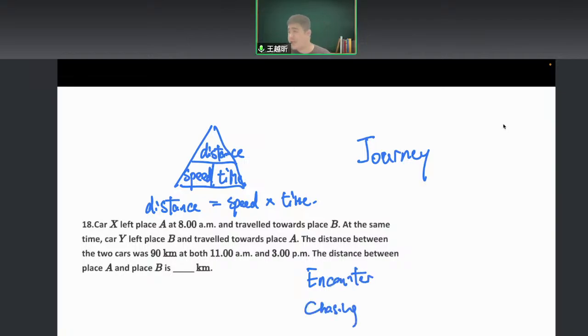Encounter and chasing. When is this ending? So the P3 go through will be ending around 8.